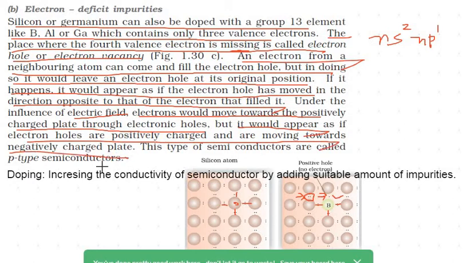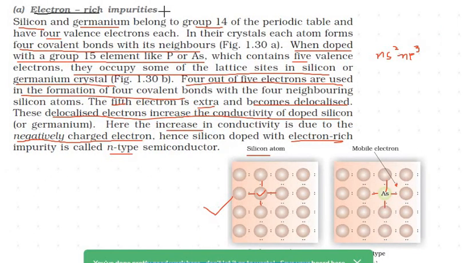That is what I said, and this is known as p-type. So when it is electron deficient, we call it p-type, and when it is electron rich, we call it n-type. So I am going to summarize this soon.